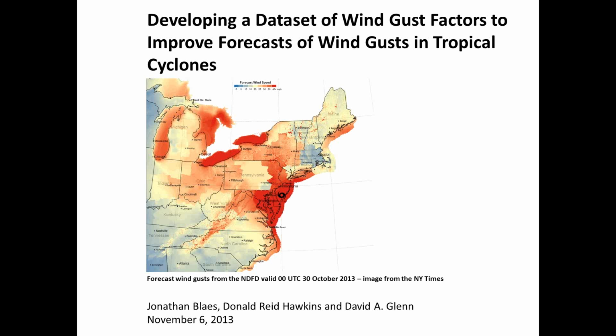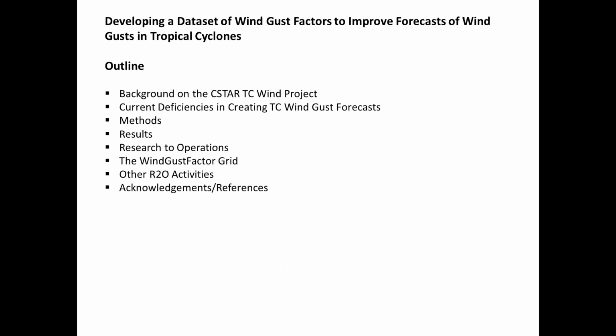The shading there represents the wind speed from the NDFD, as shown in this image from the New York Times. And it's pretty obvious, you'll see some of the discontinuities in the wind speed colors and shading. Those result from the differences in WFO boundaries. And that's one of the things that we've noticed and we're working on in this project in terms of trying to improve.